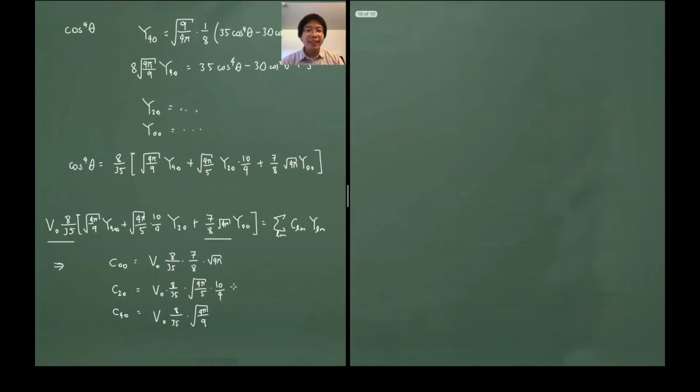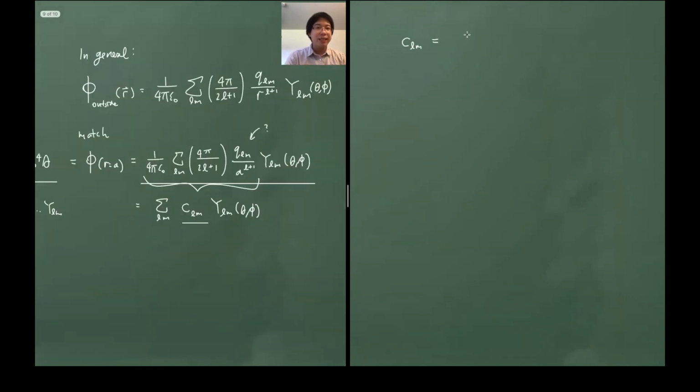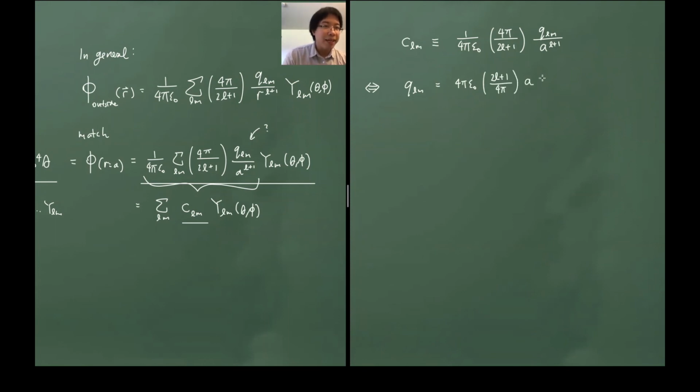And what we want is the Q_LMs, right? So we know that we will have a Q40, Q20, and Q00. So let's look back at what was the result. What did we simplify for that? So this is actually me simplifying this 4 pi over 2L plus 1, Q_LM over A^(L+1). Okay, so that was how I defined C_LM. So that means Q_LM is 4 pi epsilon naught, 2L plus 1 over 4 pi, and A^(L+1), of C_LM. I know things cancel out, but we'll do that bit by bit.